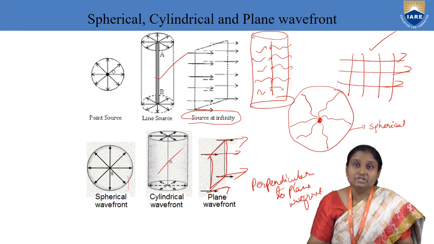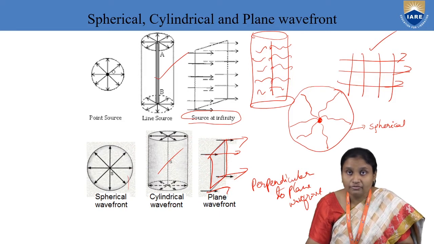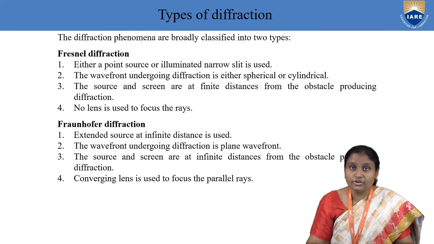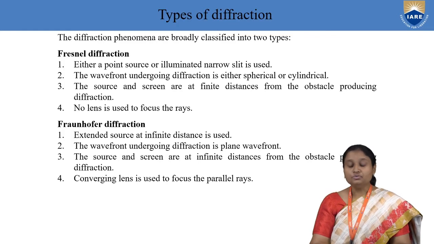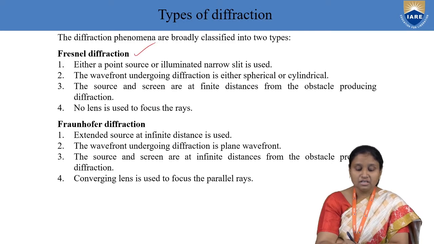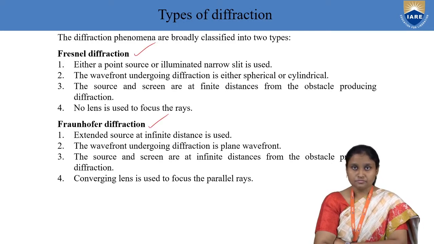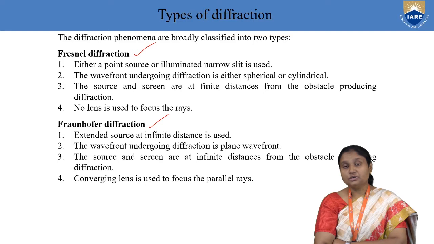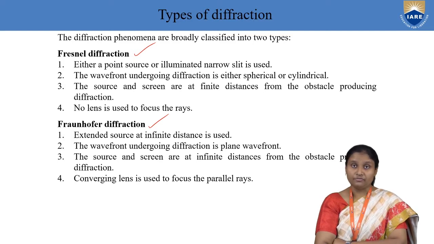So now we are familiar with spherical, cylindrical and plane wavefronts. And based on what type of wavefront we are using in the diffraction phenomenon, generally we'll have two types of diffraction. What are those two types? Fresnel diffraction and Fraunhofer diffraction. As I told you, it is based on what type of source you are taking, what type of wavefront you are considering for diffraction, and where you are keeping your source as well as screen. Based on all these factors, we have two types of diffraction: one is Fresnel and the second is Fraunhofer diffraction.